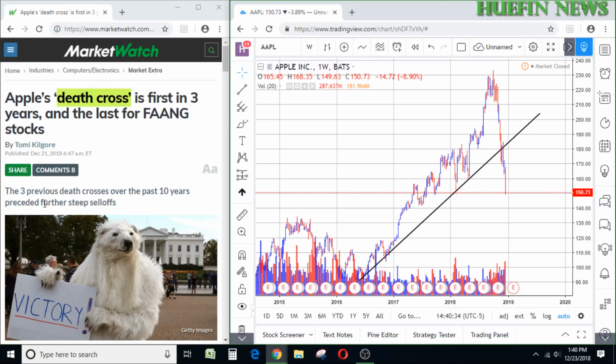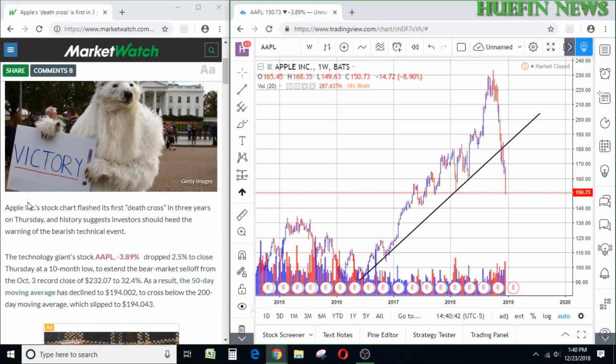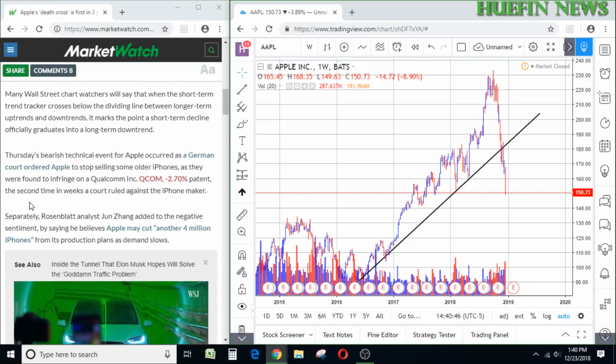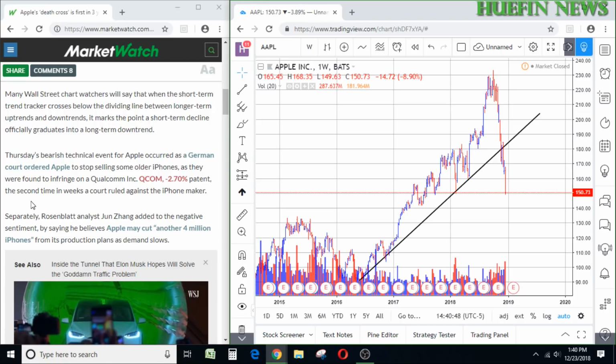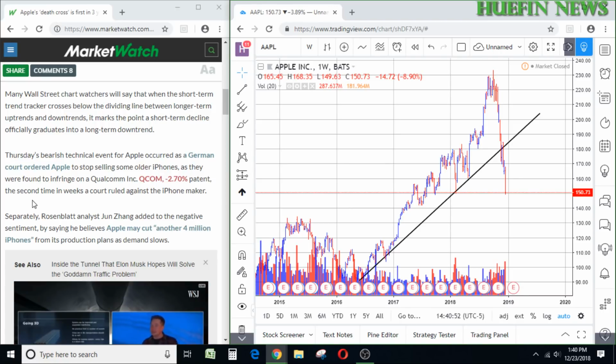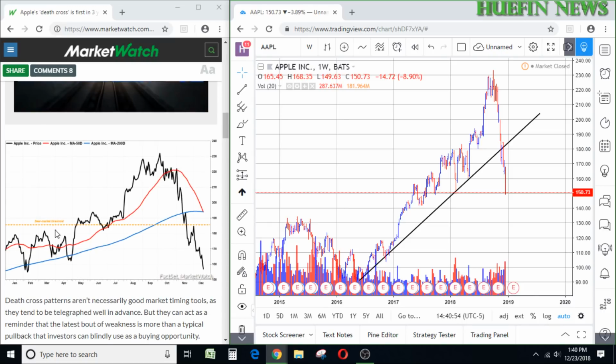You can see here, as a subtitle from Market Watch, this has been the third death cross over the 10 years for Apple. So again, it always insinuates that the price for that particular ticker symbol will continue to move to the downside. This is a chart, and you can see where a death cross occurs in the market for a particular security or financial instrument.